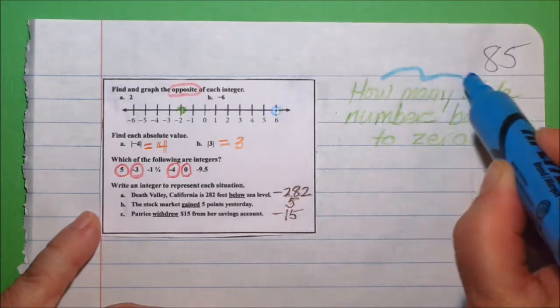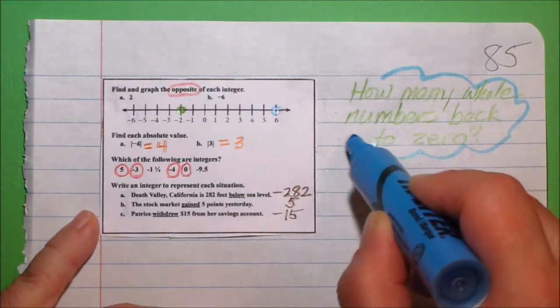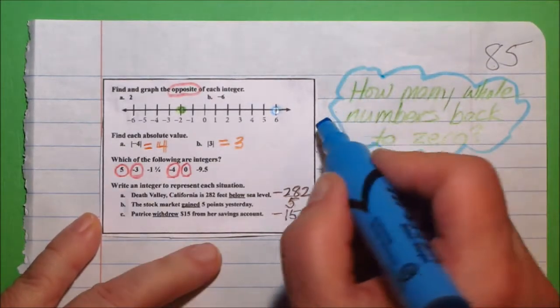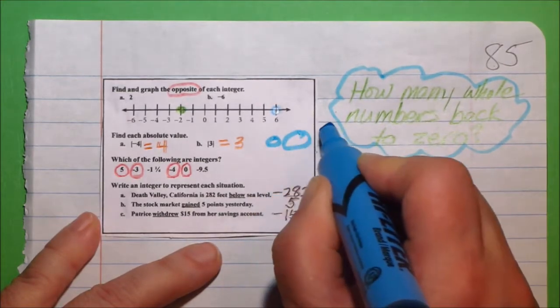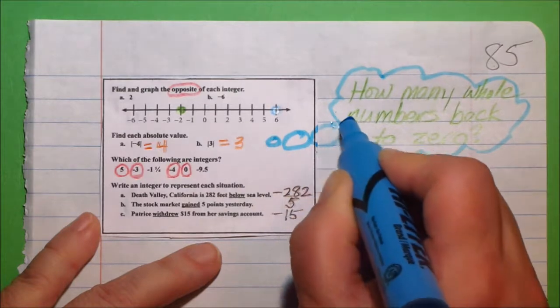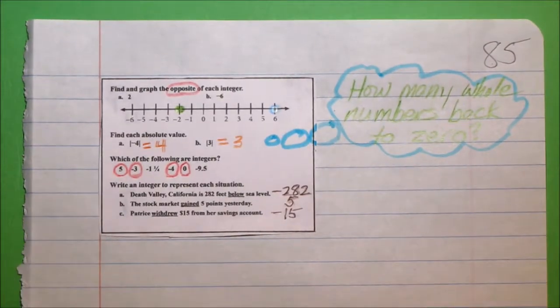So I'm gonna use my blue highlighter. Okay. How many whole numbers back to 0? That's what I'm asking myself when I'm thinking of what is the value of absolute values.